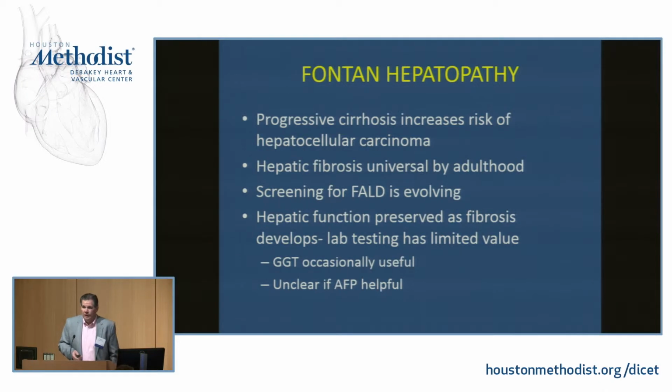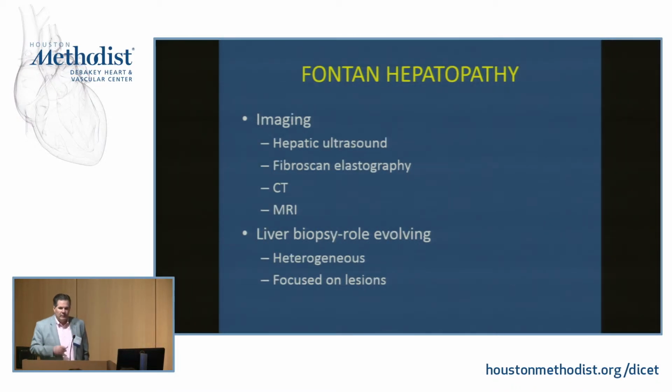By adulthood, almost 100% of patients will have a degree of hepatic fibrosis. How we screen for Fontan-associated liver disease continues to evolve. Initially, hepatic function is fairly well preserved. Lab testing has limited value. Sometimes there's elevation of GGT. It's unclear if AFP is helpful as far as screening for hepatocellular carcinoma in these patients. It's probably best, once it's discovered, to follow that issue.